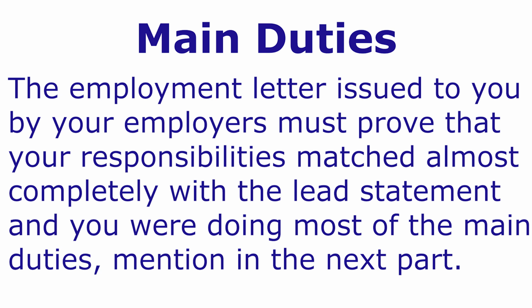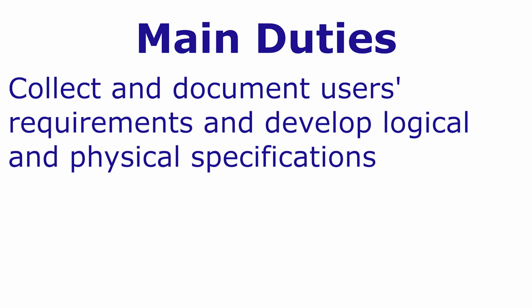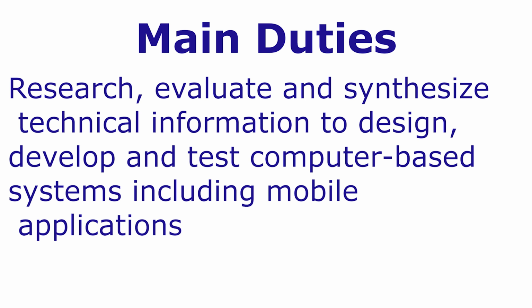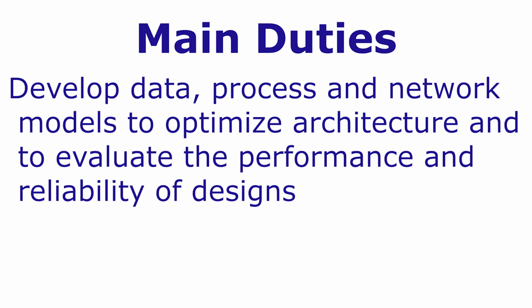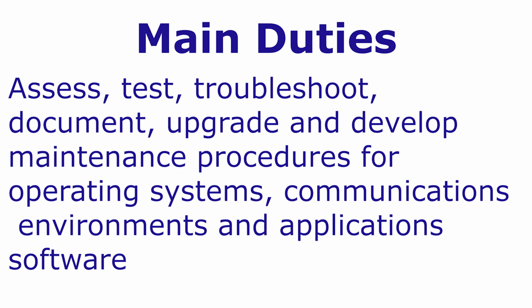Main duties. So someone with a NOC of 2173 should be performing most of these duties. Collect and document users' requirements and develop logical and physical specifications. Research, evaluate, and synthesize technical information to design, develop, and test computer-based systems, including mobile applications. Develop data, process, and network models to optimize architecture and to evaluate the performance and reliability of designs. Plan, design, and coordinate the development, installation, integration, and operation of computer-based systems, including mobile applications.